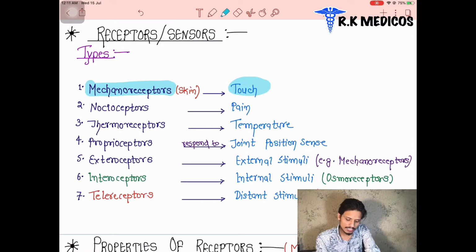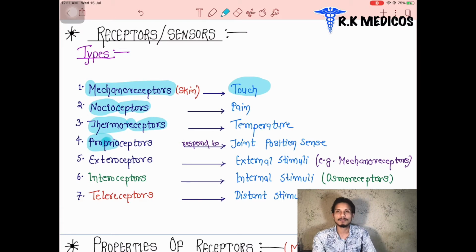The next one is the nociceptor. Noci basically means pain, so they are the pain receptors. Thermoreceptors: thermo means temperature or thermal, so they regulate temperature sensing. Proprio means, basically, these receptors are located in our joint region, specific joints. So the movement of the joints is regulated through these receptors.